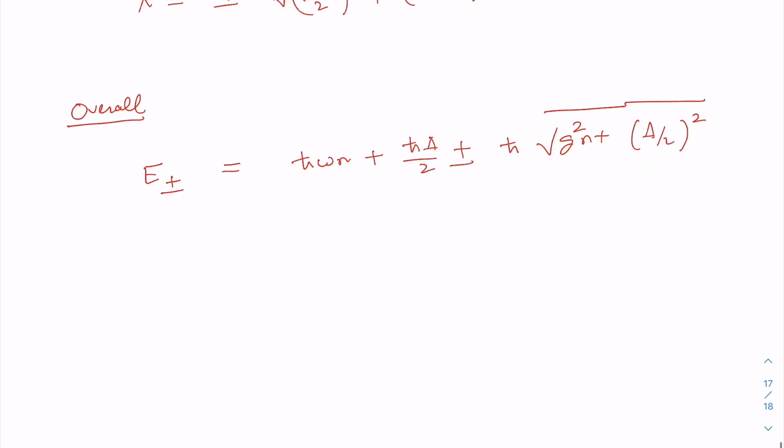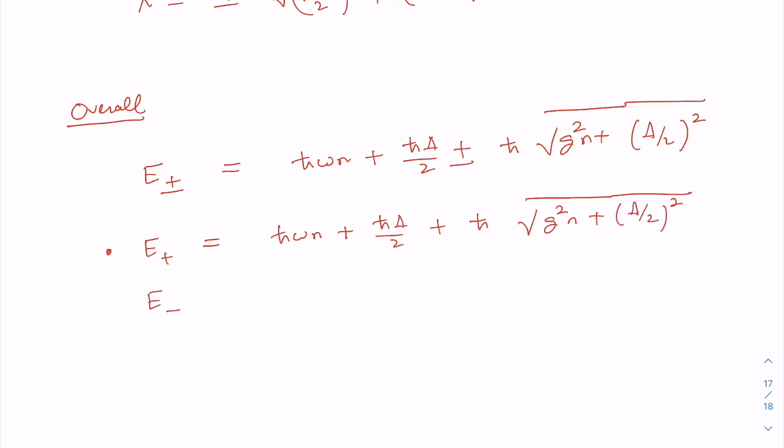Or simply, we have two energy eigenvalues, E plus and E minus. E plus refers to ħωn plus ħδ/2 plus ħ√(z²n plus (δ/2)²), and E minus is ħωn plus ħδ/2 minus ħ√(z²n plus (δ/2)²), right?